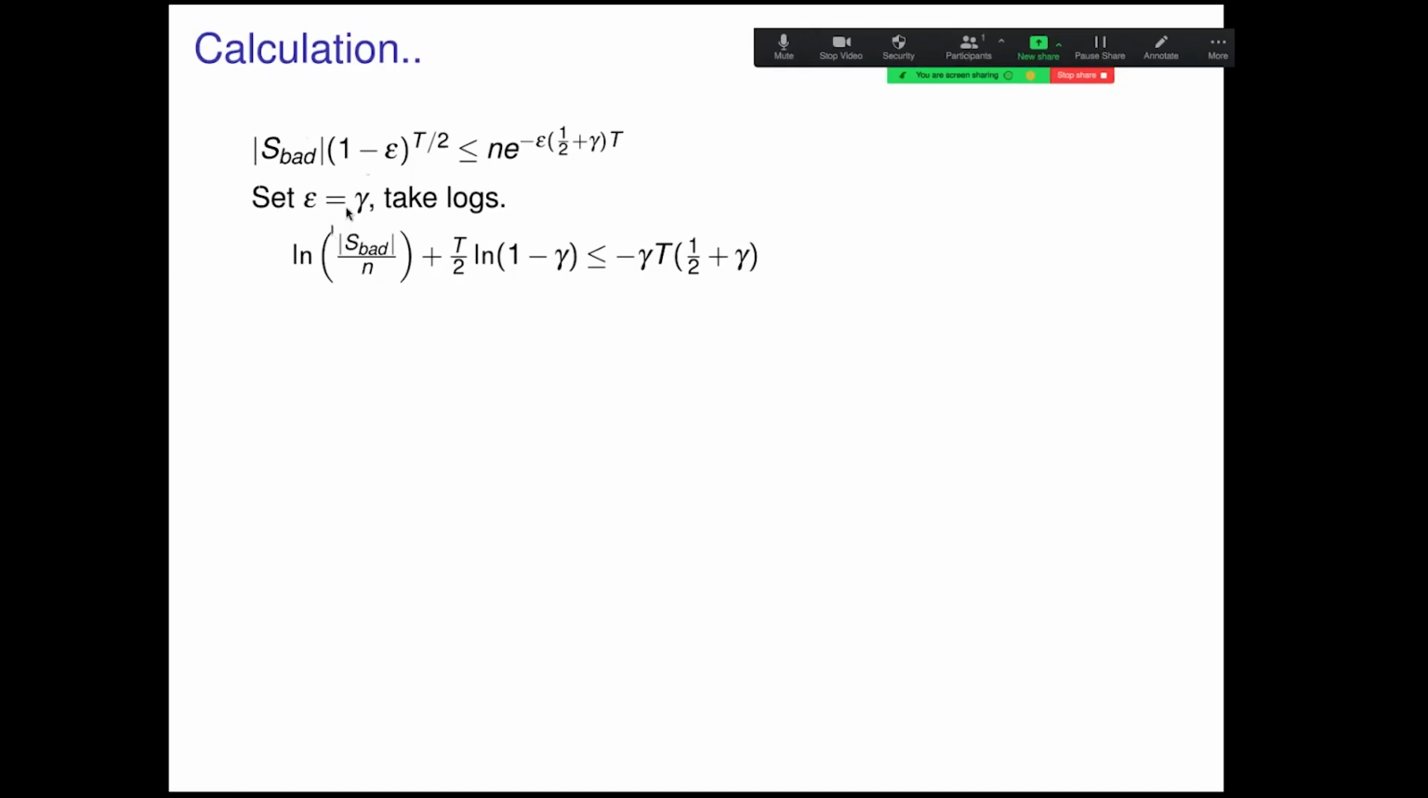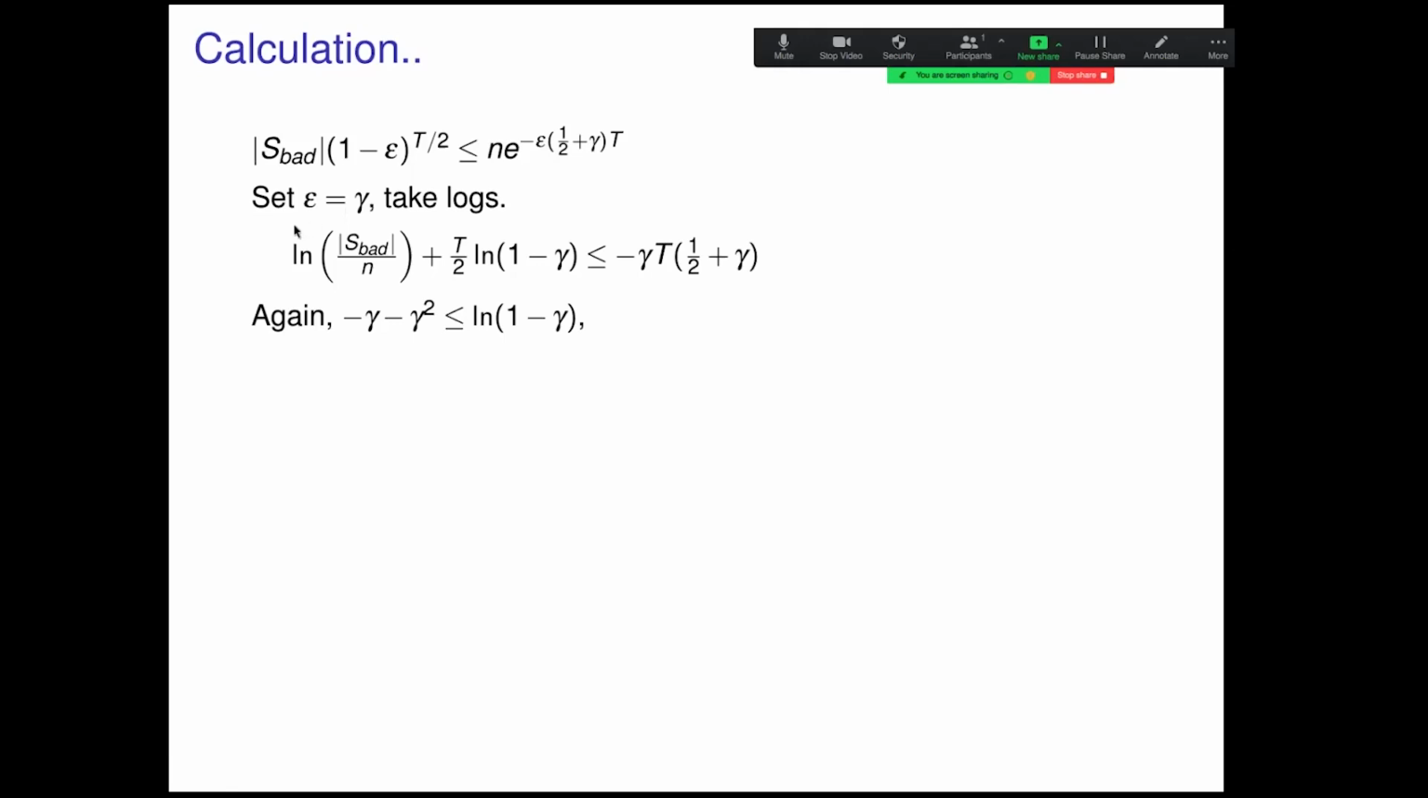You were asking about using epsilon and gamma as the same, right? Yeah, right here. Epsilon is the way we update, and gamma is the advantage we got from the weak learner. I'm just setting them the same to reduce the number of parameters. They mean different things. 1 minus epsilon is our multiplicative factor, and gamma is how good the weak learner is. But that's why I'm setting them the same, because I'm optimizing the parameters.